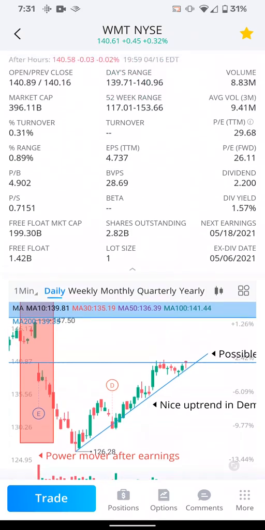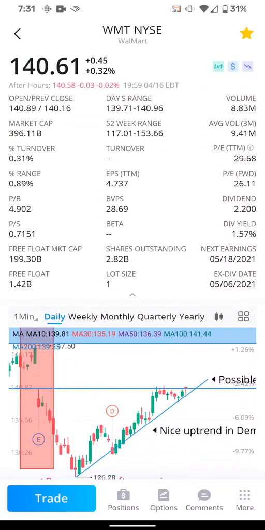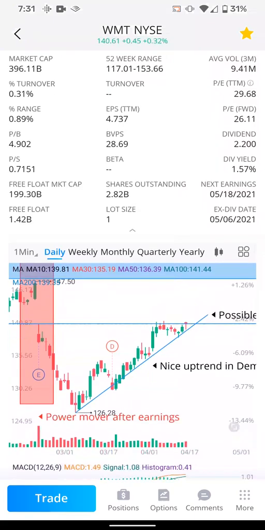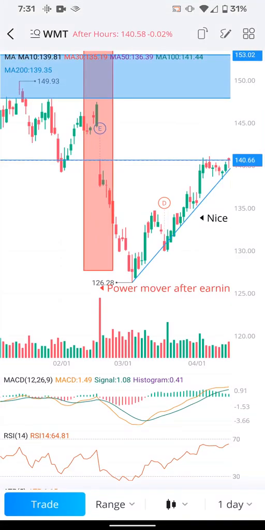Right? Next, you want to identify average volume versus the current volume. So if I look at Webull, average volume right here, it measures 3 months. The average volume of Webull is 9.41. The current volume Friday was 8.83. So I want to look at the chart and identify one of the last power moves it made.